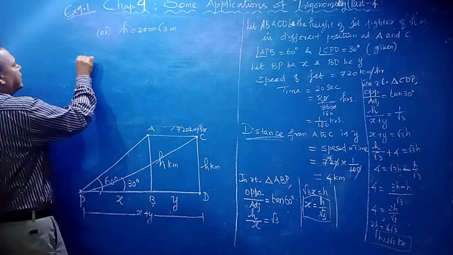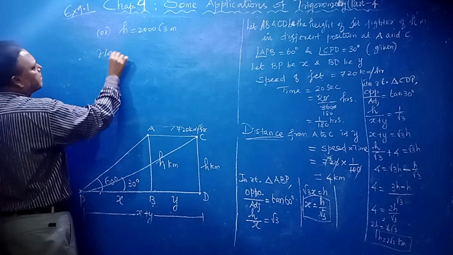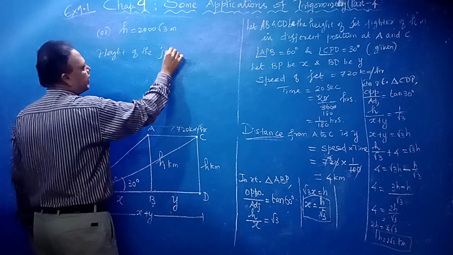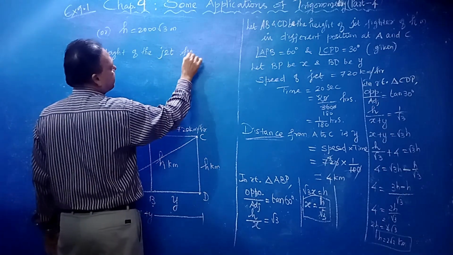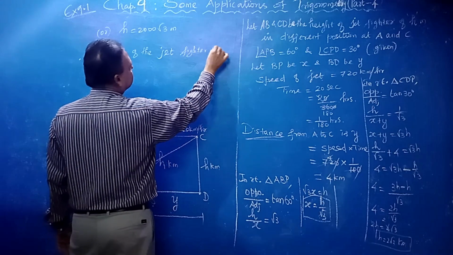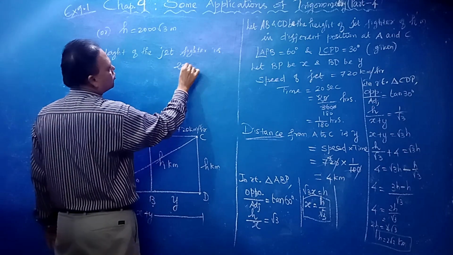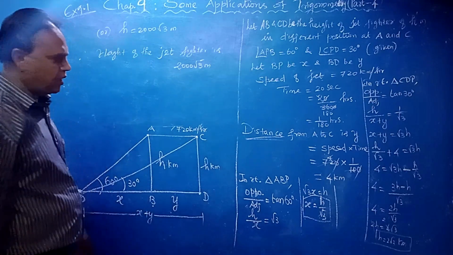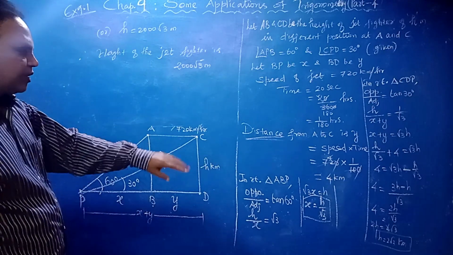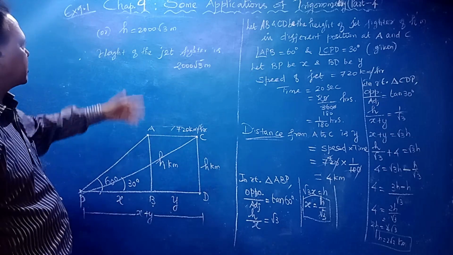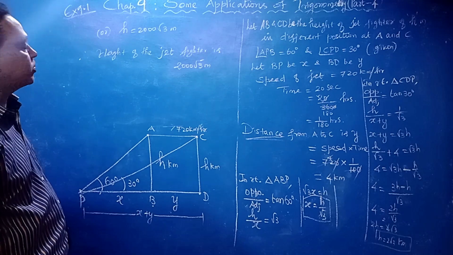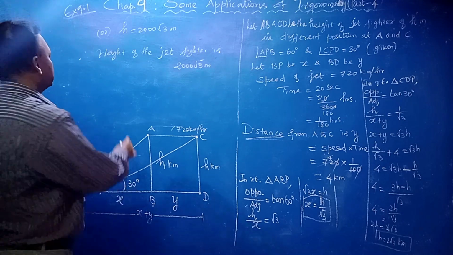Therefore, height of the aeroplane, height of the jet fighter, is 2000 root 3 meter or 2 root 3 kilometer. If you write in kilometer, 2 root 3 into 1000 means meter. Just 1000 meter equal to 1 kilometer. So easily we can write, that's all.